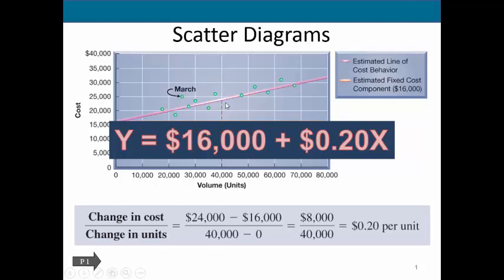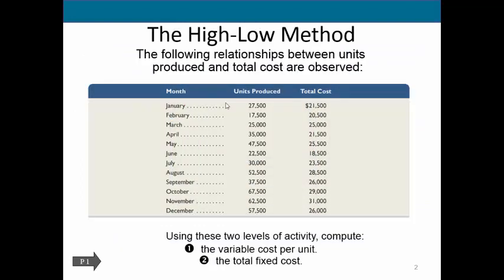So the scatter diagram is nice because you can just plot things on paper and come up with your equation. Least squares regression, on the other hand, is going to be calculated mathematically. So it's going to be the exact line that is the best fit. So it's typically going to be a better estimate, but it also can be more complicated because you have to have more sophisticated materials to do it. Now we're going to look at the high-low method.